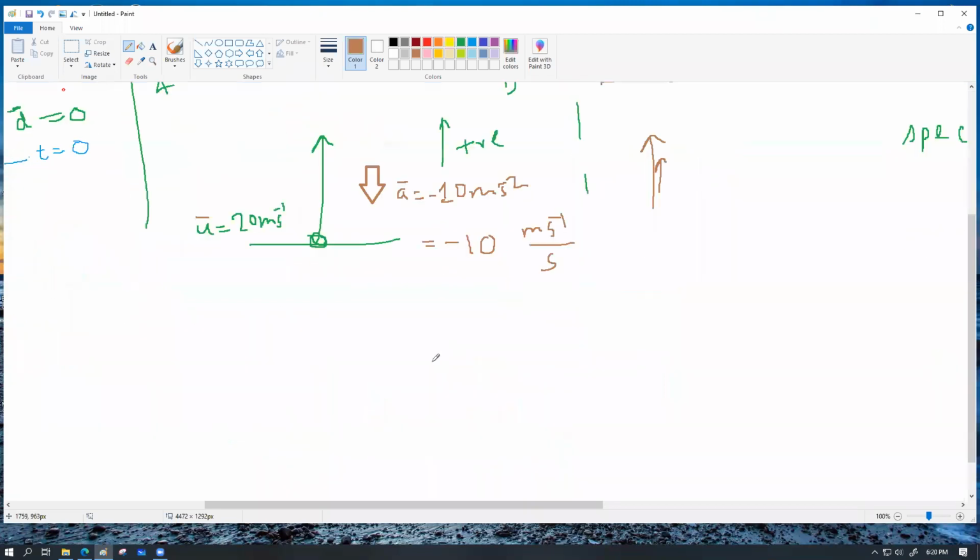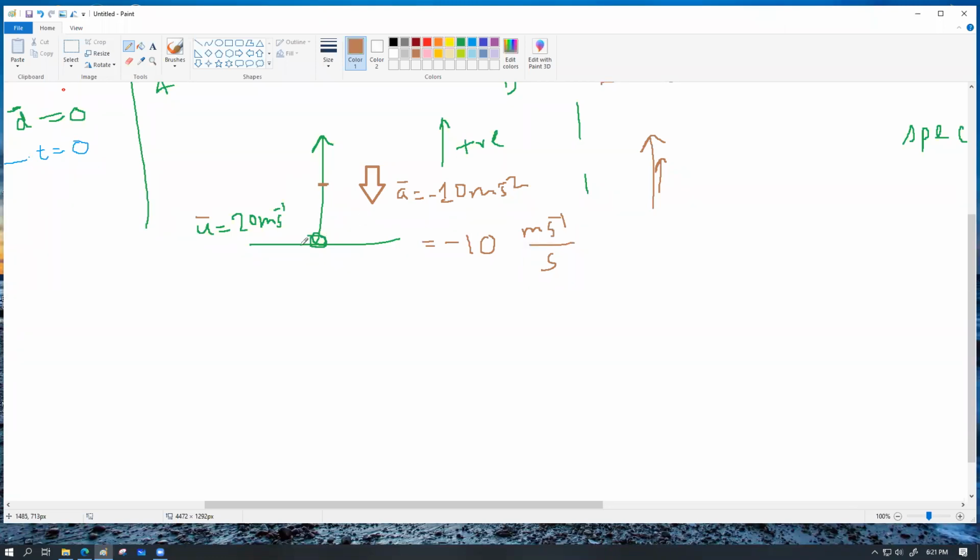For example, if you throw this object at 20 meters per second, it's going to rise up. After the first second, it will experience a reduction of 10 meters per second in velocity because this is 10 meters per second per second. So after 1 second, the velocity is going to be how much? You subtract 10 from 20. What do you get? 10. You have 10 meters per second.